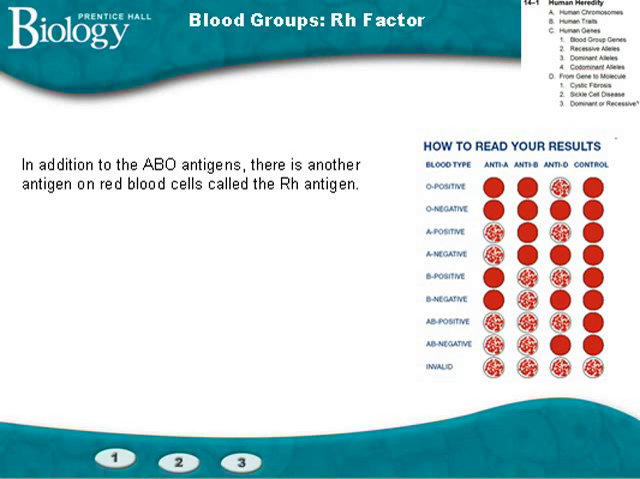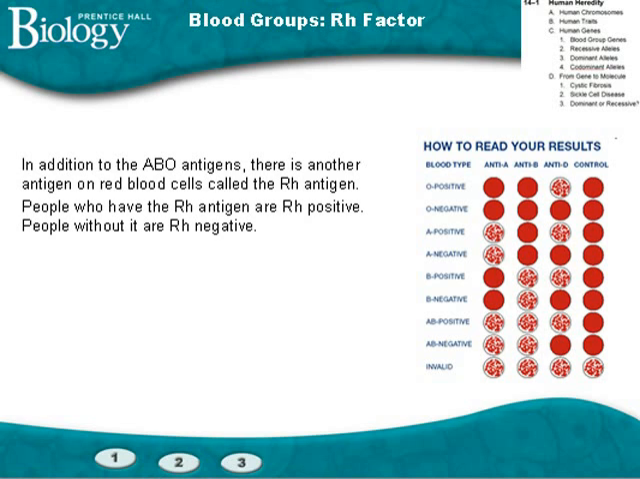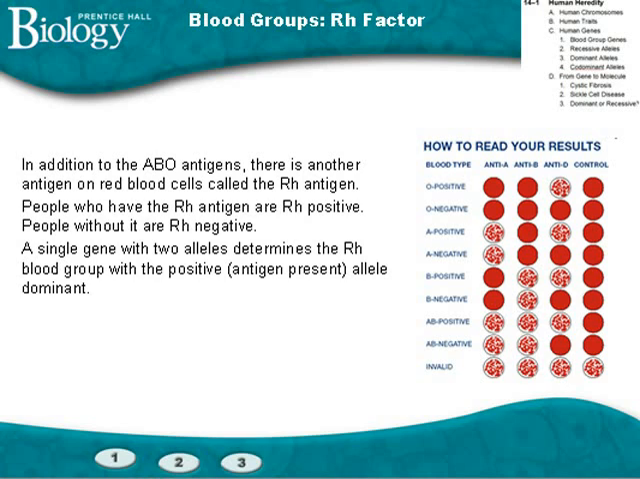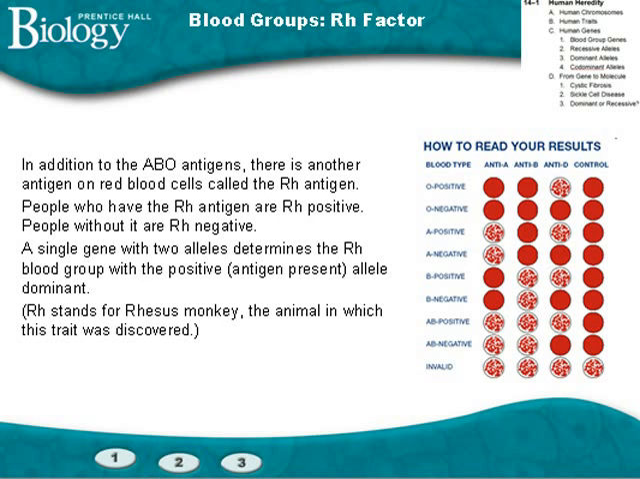In addition to the ABO antigens, there's another antigen on the blood cell which is called the Rh antigen. And this one's actually pretty simple. If you have the antigen, you're Rh positive, which means you have the carbohydrate on your cell. Or if you don't have the Rh antigen, then it's considered Rh negative. It's one gene. There are only 2 alleles for it, and the Rh positive allele is dominant. This is pretty similar to what we already know. And by the way, Rh stands for rhesus monkey, which was the animal where this trait was discovered.